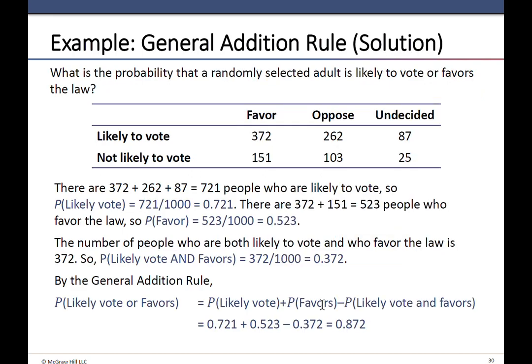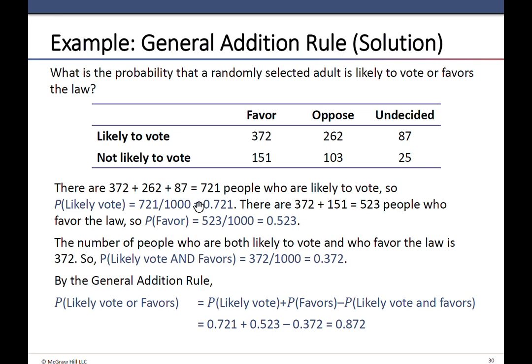So according to the rule, we would take likely to vote, okay? So we have to add up all the likely to vote. That's the horizontal row, likely to vote. 372, 262, 87. That's 721 people who are likely to vote. So the probability of likely to vote is 721 out of 1,000. Then we would take favors the law, which is this first column, 372 and 151. We would add those together to get 523. So there's 523 people who favor the law.